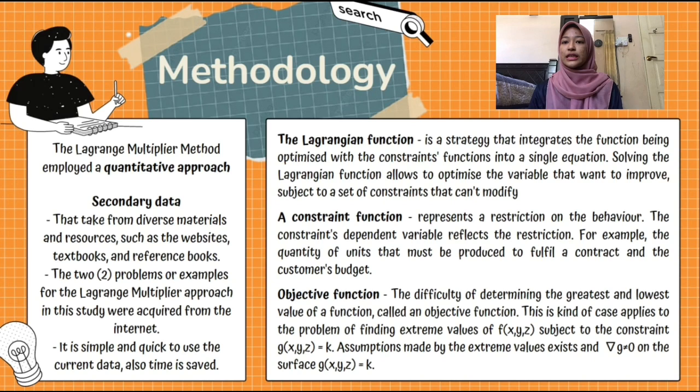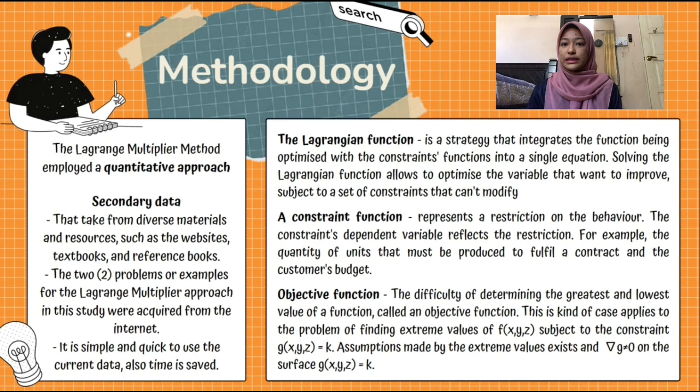Constraints complicate business circumstances, which can be accounted for in managerial economics utilizing the Lagrangian and constraint function. The Lagrangian function is a strategy that integrates the function being optimized with the constraint function into a single equation. Solving the Lagrange function allows us to optimize the variable that we want to improve, subject to a set of constraints that can be modified. A constraint function represents a restriction on behavior. The constraint-dependent variable reflects the restriction, for example, the quantity of units that must be produced to fulfill a contract and the customer's budget.